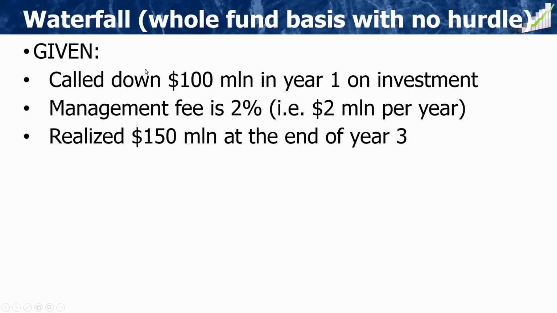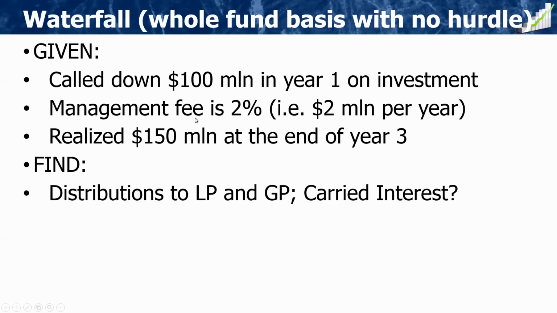Another short example. Let's say we are given that the called down capital was 100 million in year one on investment. The management fee is 2%, so actually 2 million per year. And the realized capital is 150 million in 3 years. So just this simple situation. Let's find the distributions which go to LP and GP, and let's find what the carried interest number will be in this case.